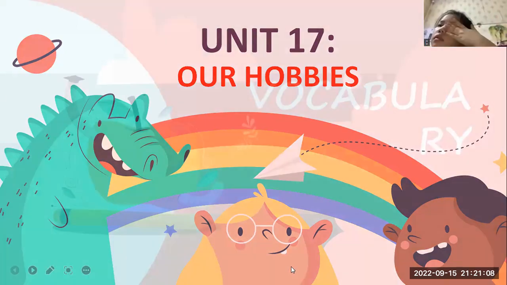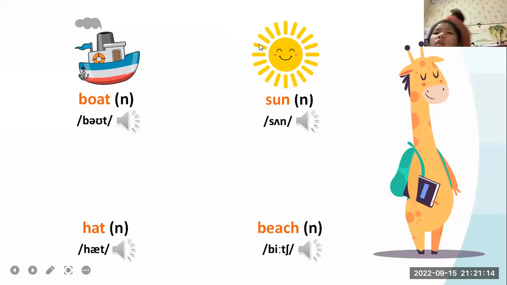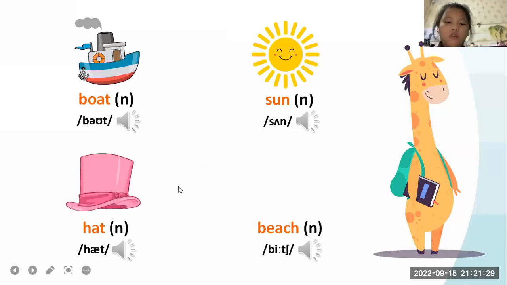Okay, then that's good. So let's learn the words from our vocabulary. We have here boat. Boat. Sun. Sun. What is the color of the sun, Elsa? It's yellow. Okay, how many boats can you see? I can see one boat. Great. Next, hat. Hat. Do you like to wear a hat? Yes. When sunny, I wear the hat.